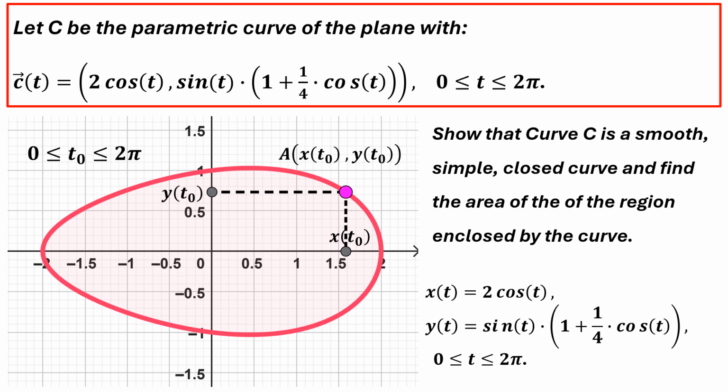Observe the given figure and try to understand how, for any t0 in the closed interval [0, 2π], we calculate the x, y Cartesian coordinates of the point A on the parametric curve C.